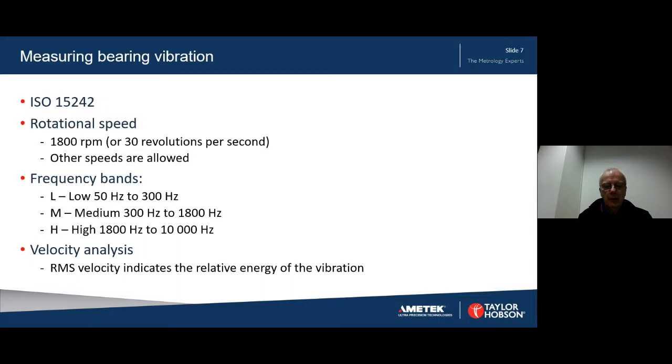The vibration signal is filtered into 3 bands, low, medium, and high. The 3 default bands are shown here for a rotation speed of 1800 RPM. If the rotation speed is changed, then these band limits should also be changed. The RMS velocity is then calculated for each band. Velocity is a useful quantity in vibration measurement as it relates to the energy of the vibration.